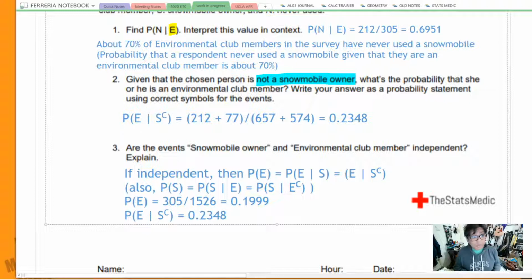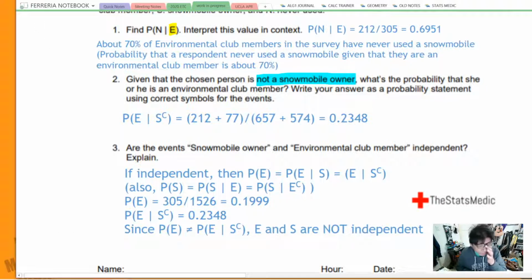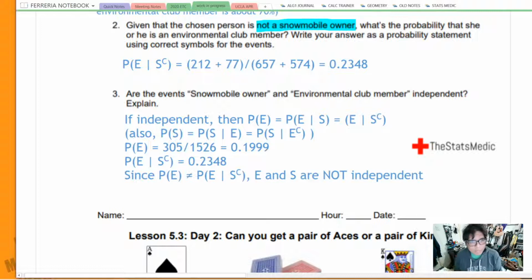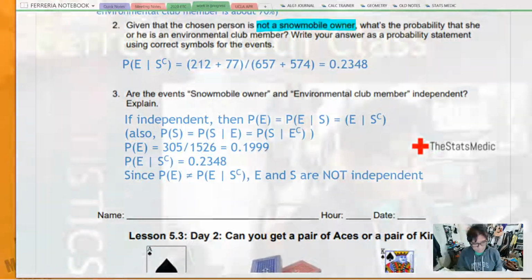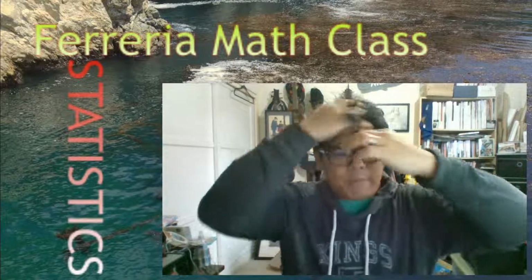Since these two numbers are not the same, they're not independent. So since the probability of E is not the same as the probability of E given S complement, E and S are not independent. So that kind of does it here for independence.